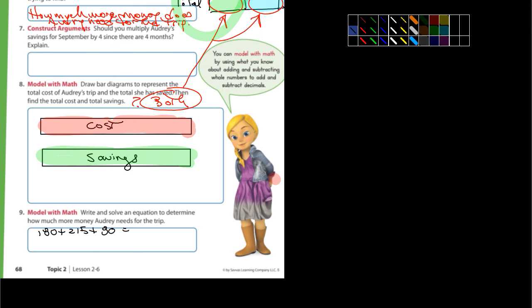I'm going to highlight this. That's going to be her cost. And then you do the other equation, which is going to be her savings. That would go right in here. 4 months of savings that she's done. And that's going to equal something. All right? Okay. Is that a 30 or an 80 at the bottom right here? That's a 180 plus 215 plus 80. Okay.